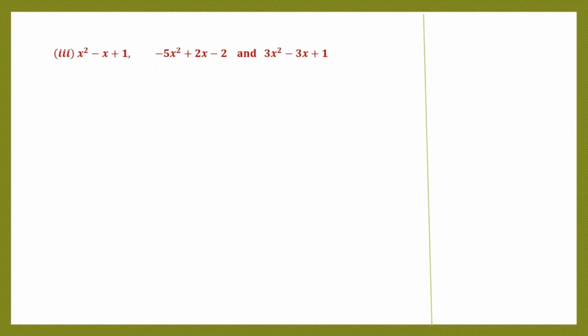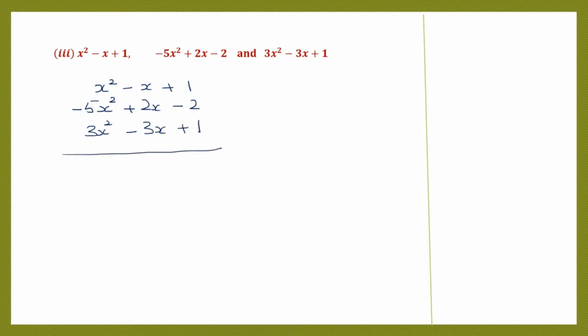Next question. Again, we have polynomials here. Let's arrange. x square minus x plus 1. Then we have minus 5x square plus 2x minus 2. Then we have 3x square minus 3x plus 1.